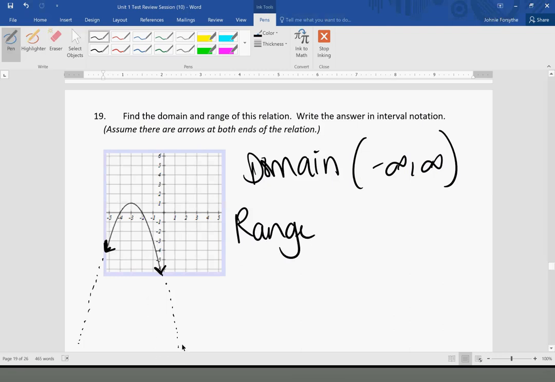And then for the range, you always start from the bottom. As you can see here, it's starting from the very bottom, negative infinity. And it's going all the way up to what y value? Positive 1. And it does touch at 1, so we're going to use a bracket. Okay?